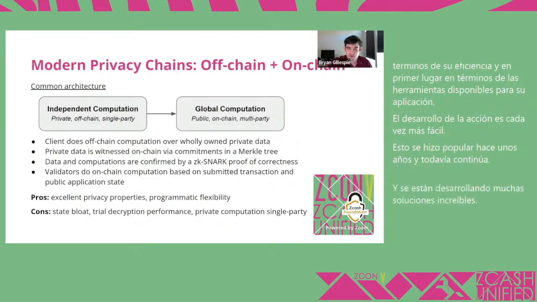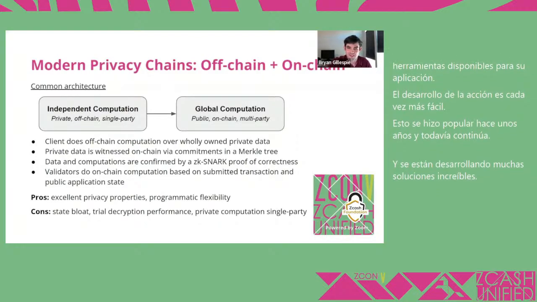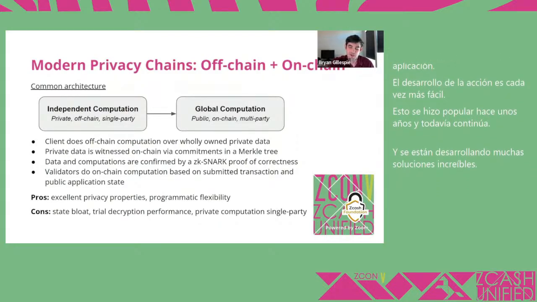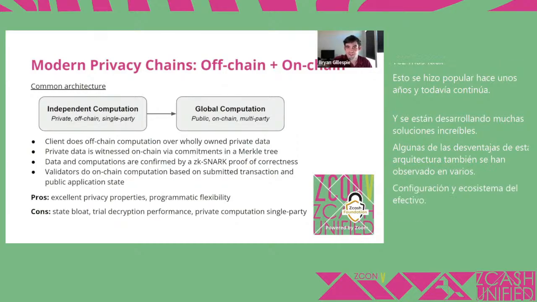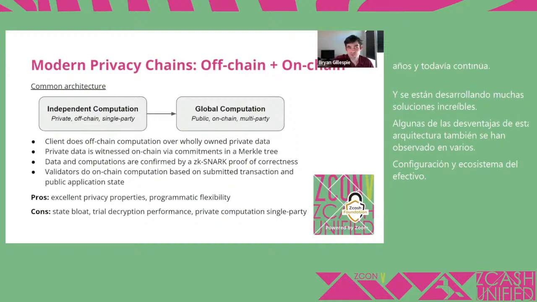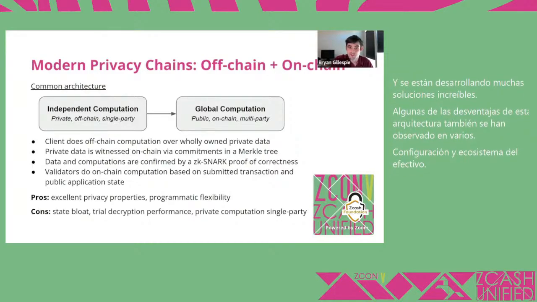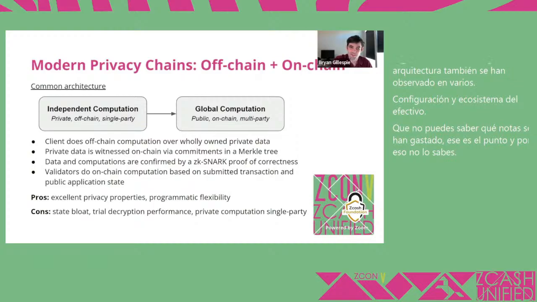Some of the cons of this architecture, as have also been observed in various settings in the Zcash ecosystem, are state bloat. This architecture of using Merkle trees to represent commitments is very good for privacy, but the problem is that you can't tell which notes have been spent. That's kind of the point. And so you don't know which notes can be proven from a state tree, and you just have to keep track of all of them in the naive implementation.